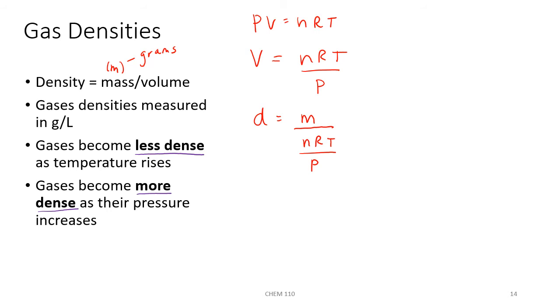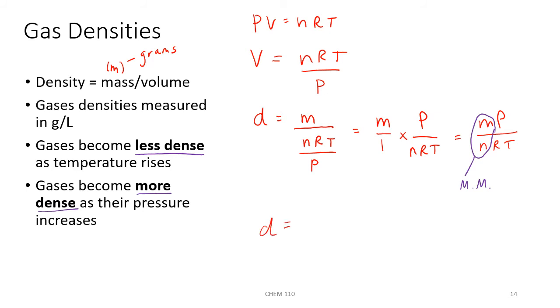And we can simplify this fraction by saying m over 1 times the pressure over nRT. So this would be mass times pressure over nRT. And here we have m over n, so grams per mole. M over n is simply the molar mass of our gas. So we can simplify this even more. Our density will be equal to the molar mass of our gas times the pressure divided by R times T.